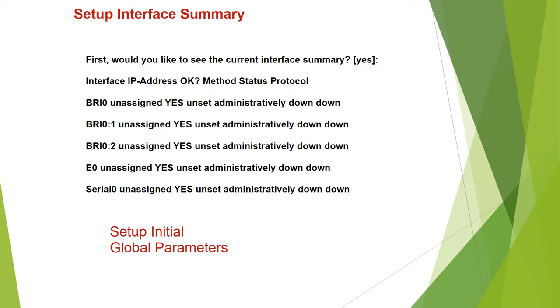Setup interface summary. First, would you like to see the current interface summary? Yes. Interface, IP address, OK, method, status, protocol. PRI 0 unassigned, YES, unset, administratively down, down. PRI 0/1 unassigned, YES, unset, administratively down, down. PRI 0/2 unassigned, YES, unset, administratively down, down. E0 unassigned, YES, unset, administratively down, down. Serial 0 unassigned, YES, unset, administratively down, down.